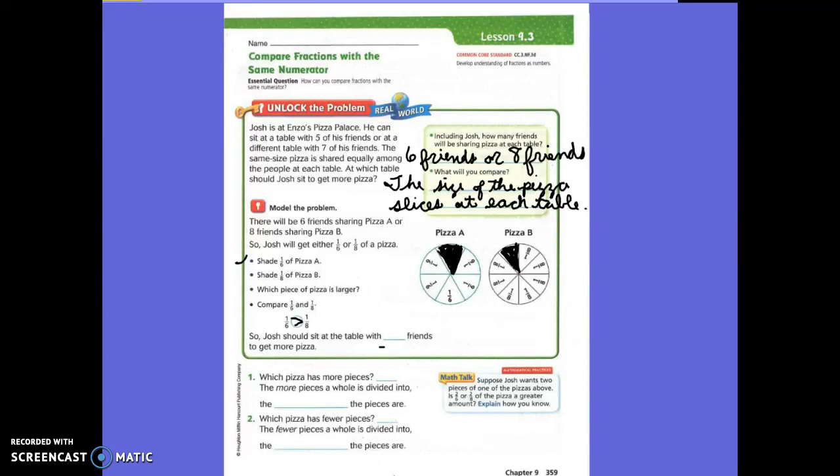So he should sit with how many friends, Wyatt? 5. He should sit with 5 friends, because he will get a bigger piece with 5 friends, won't he? Yes. Okay.